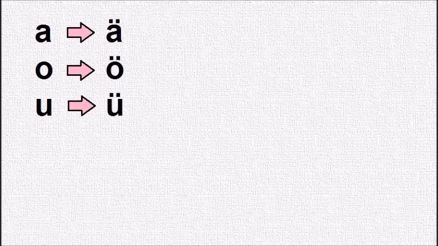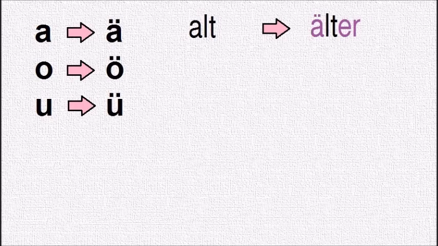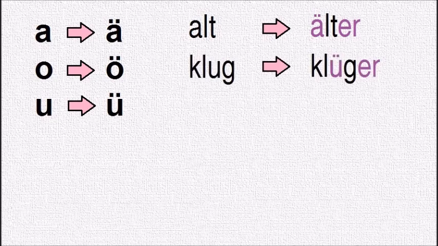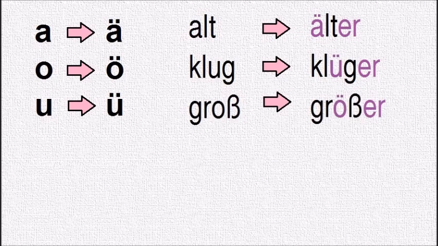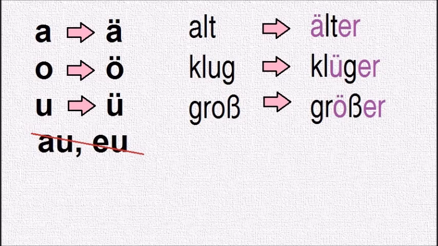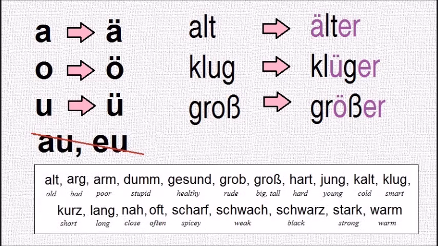There are about 20 adjectives that change their vowels a, o, or u into umlauts in the comparative form. For example, alt, old, älter, older, klug, smart, klüger, smarter, groß, big, tall, great, größer, bigger, taller, greater. Vowel combinations like au or eu never change though. Here's a list of the adjectives that have this change.